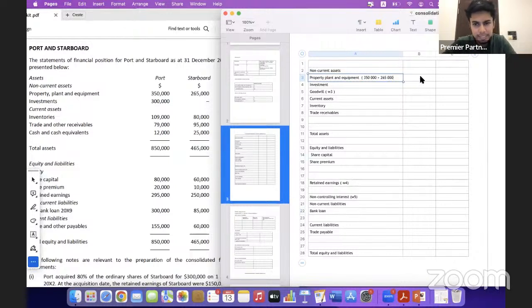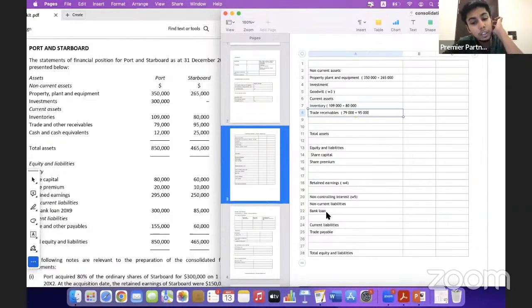Don't show the final answer. I'm just showing the working. Then the paper asks inventory. Same story. Take the parent inventory, add that with the subsidiary inventory, and we are done. Trade receivables. Take the parent trade receivables, add that with the subsidiary trade receivable, and we are done.